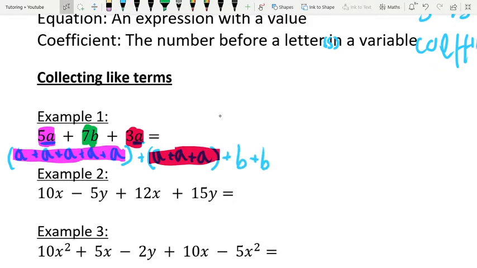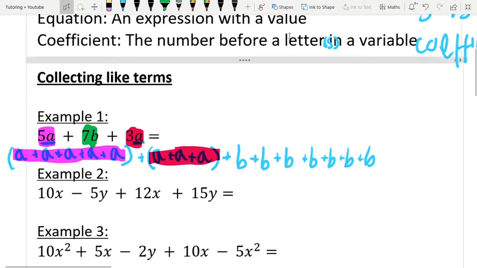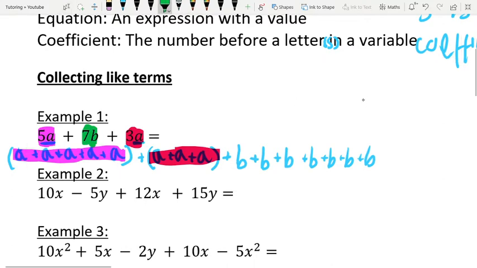1, 2, 3. We've got our 7 b's there. Nice. So you cannot see it for that colour. I'm going to go back and change that. Well, I'm just going to highlight it like this. So you can see these are the 7 b's.